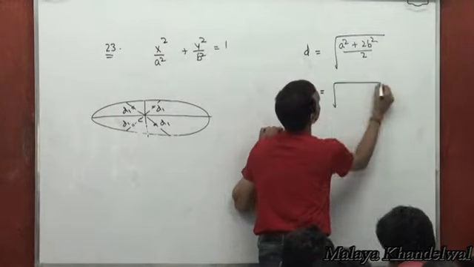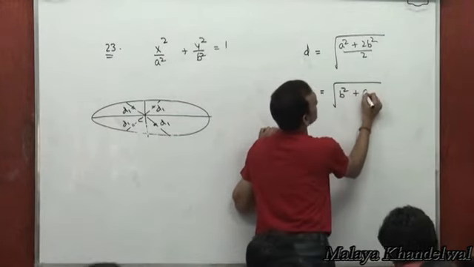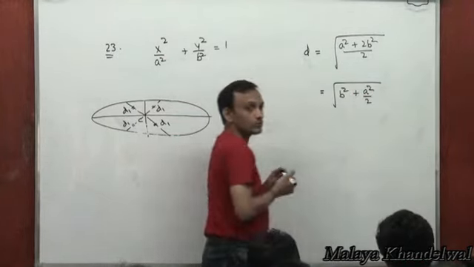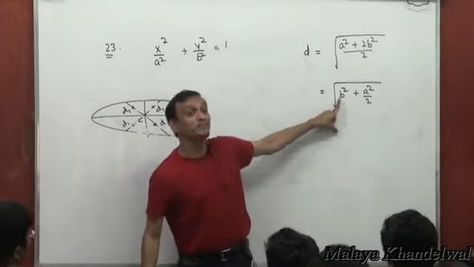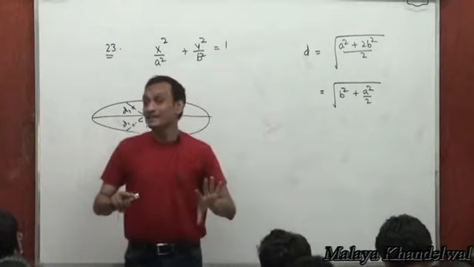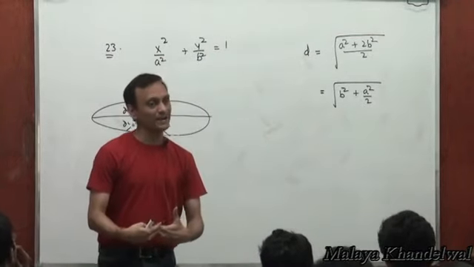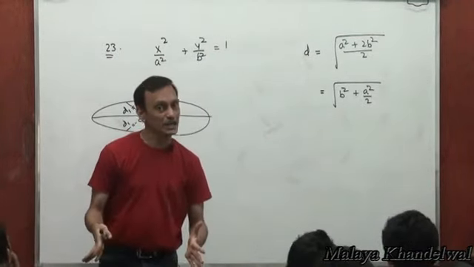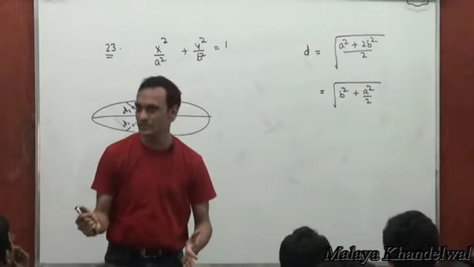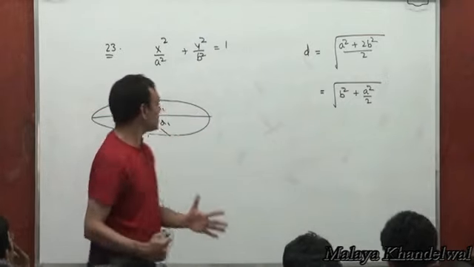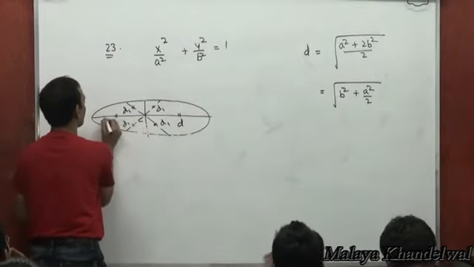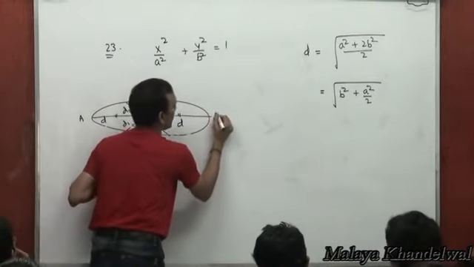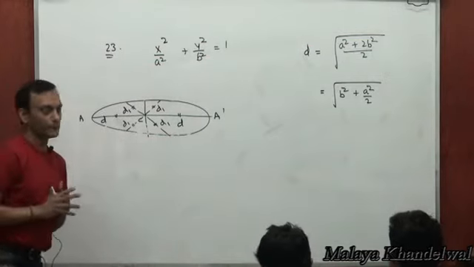Now check this. This is like b squared plus a squared by 2. Yes or no? So which is clearly greater than b? That means they can't be at the ends of the minor axis, they must be at the ends of the major axis. Yes or no? These must be at the ends of the major axis. So then the distance g that we are talking of must be corresponding to points a and a prime, right?